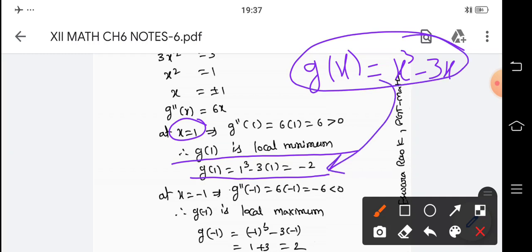X is equal to minus 1: g double dash of minus 1 is minus 6, which is less than 0. So g of minus 1 is a local maximum. So find out g of minus 1, which is the local maximum, by substituting minus 1 in g of x.